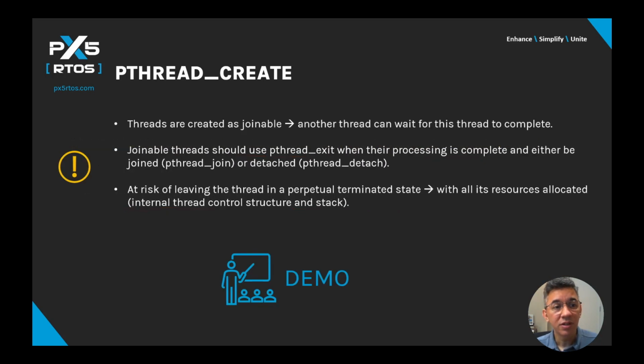By default, threads are created as joinable, meaning that another thread can wait for this thread to complete. All joinable threads should use the pthread exit when their processing is complete, and either be joined via pthread join or detached via pthread detach APIs. Failure to do so can leave the thread in a perpetual terminated state, with all of its resources allocated, both the internal thread control and the stack.